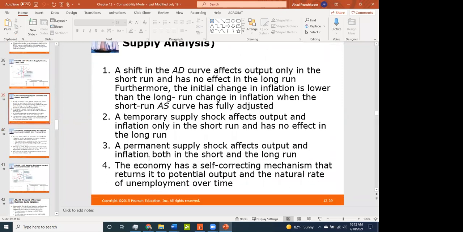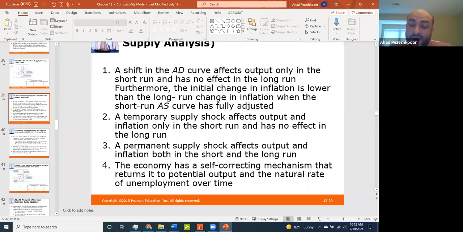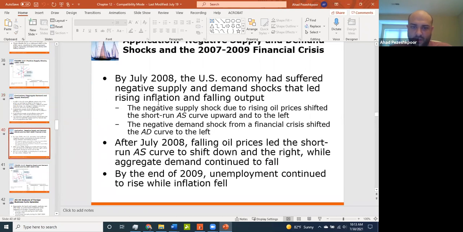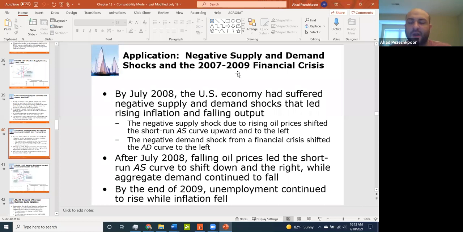Now, a permanent supply shock affects output and inflation both in the short run and the long run. It's because it shifts the permanent aggregate supply curve. It affects everything in the long run. The economy has a self-correcting mechanism, which we talked about. Now, let's talk about different real-world examples. For example, in 2008, the US economy suffered negative supply and demand shocks that led to rising inflation and falling output.